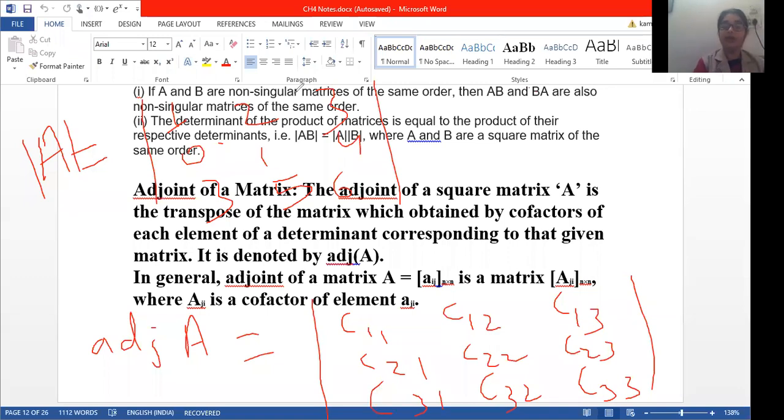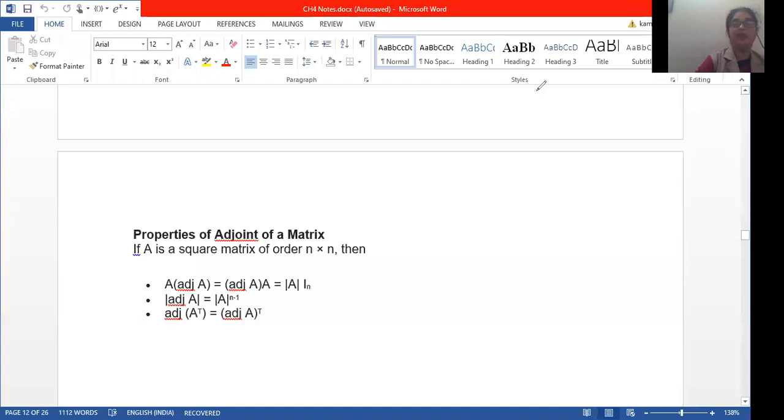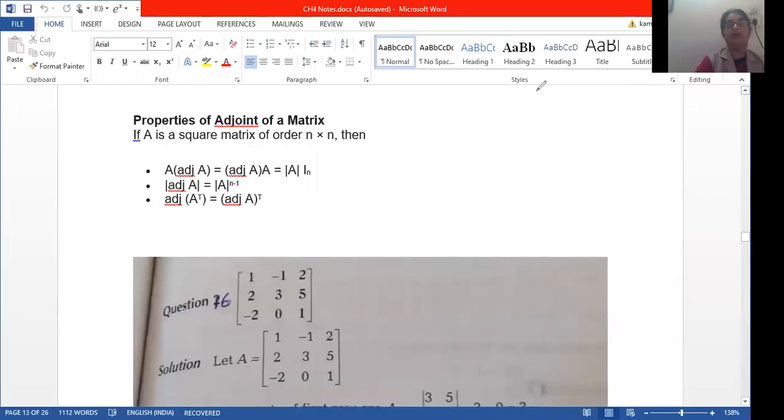After finding all the cofactors, you will take the transpose of this matrix. Transpose, if you remember, means changing rows to columns: R1 will change to C1, R2 will change to C2, and R3 will change to C3. That is called the adjoint of A. Then comes the properties of the adjoint of a matrix. So just see what we are having.